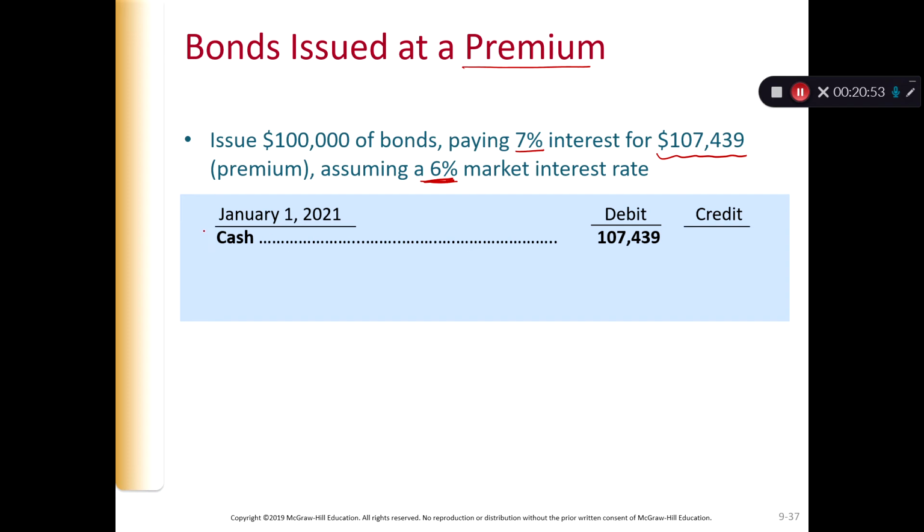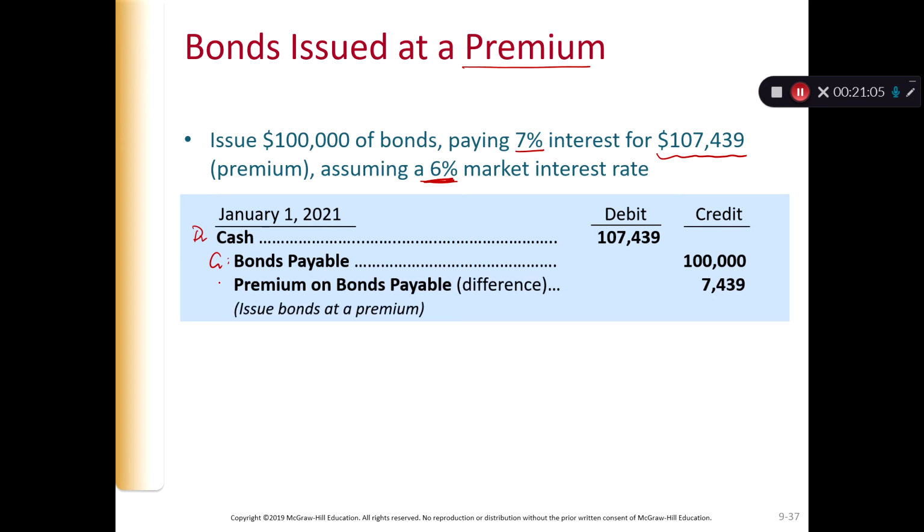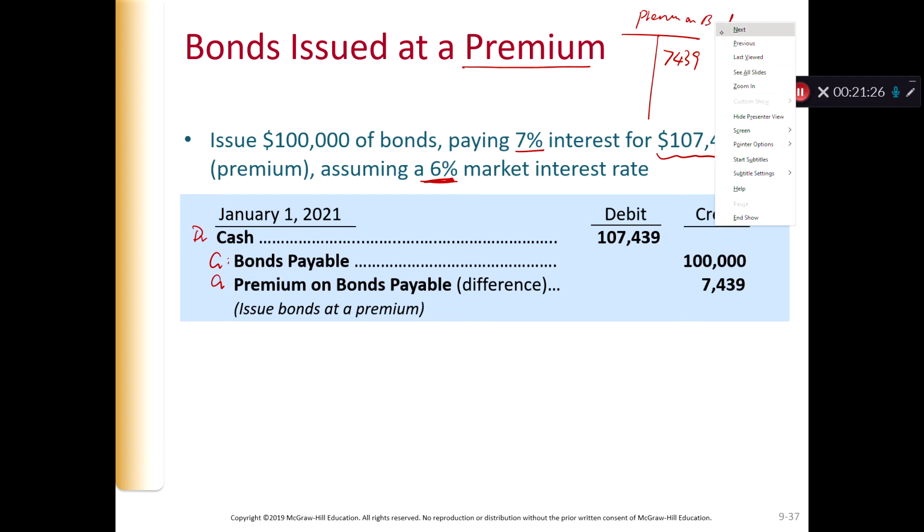So you are recording a debit side of $107,439, and you credit the bond payable only $100,000, right? And then you will have an extra credit balance that you will park under an account called premium on bond payable. Let's write a T account called premium on bond payable, and we put down $7,439, right?